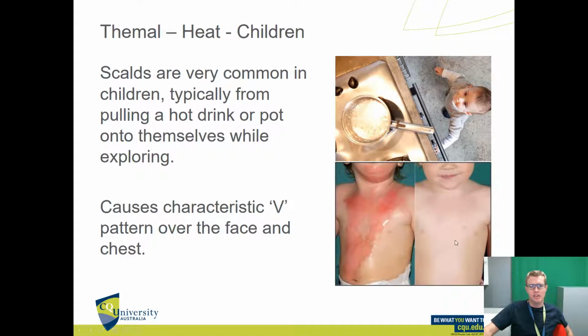As you can see here, scald burns typically heal quite well, and that's only a shallow dermal, possibly even just an epidermal burn there.